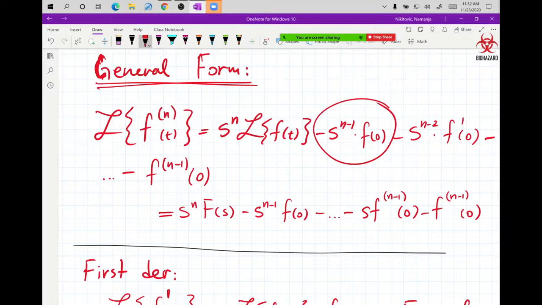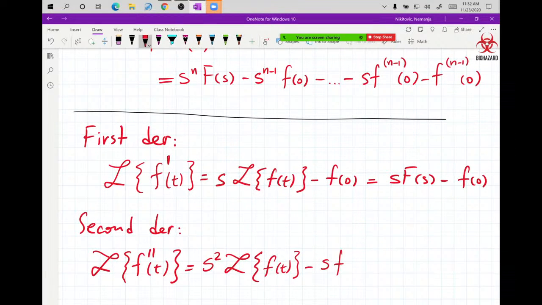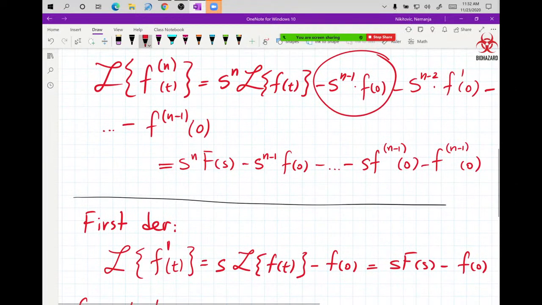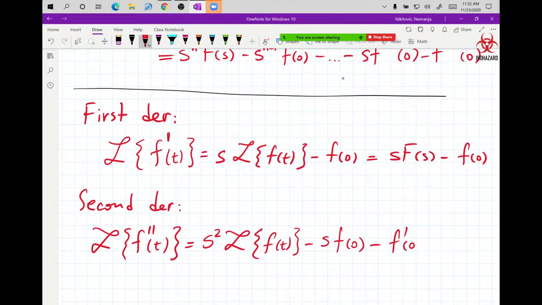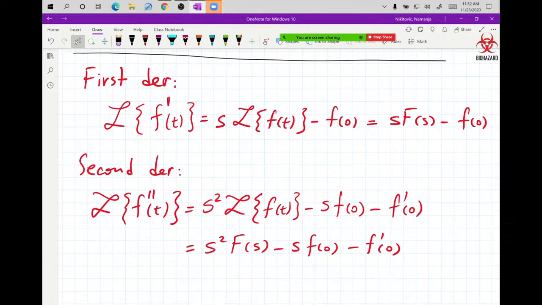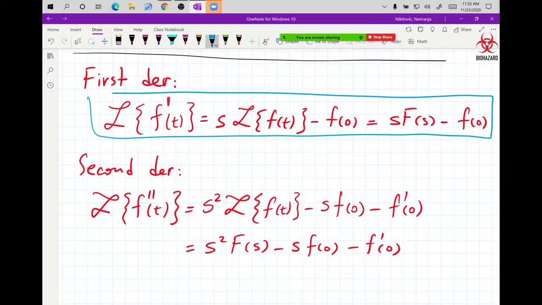Now you're here, right? So that's going to be s times f of 0, and then minus the next one, which is taking 2, so there's no s, and it's just f prime of 0 for the second derivative. So if you want to write that in the simple notation, it's just this. So these are the two formulas that you will be using.